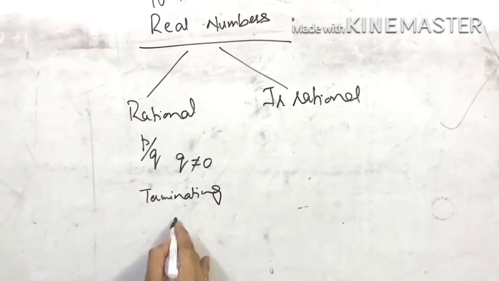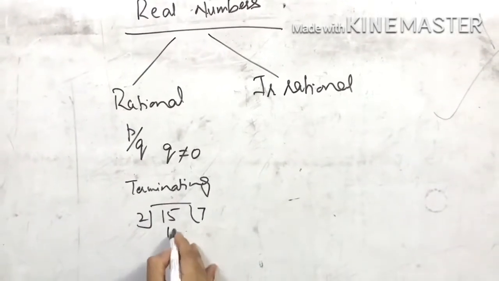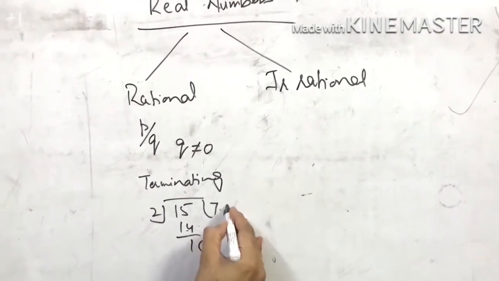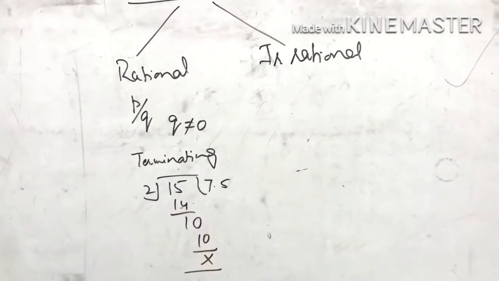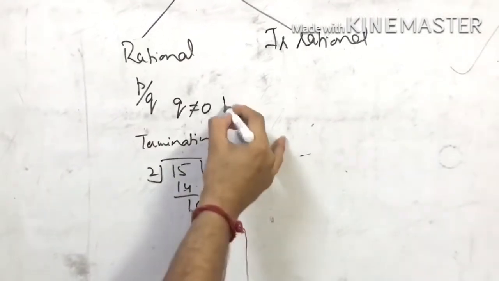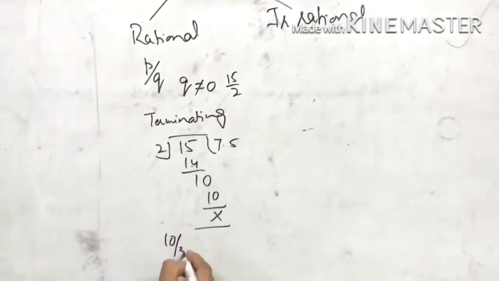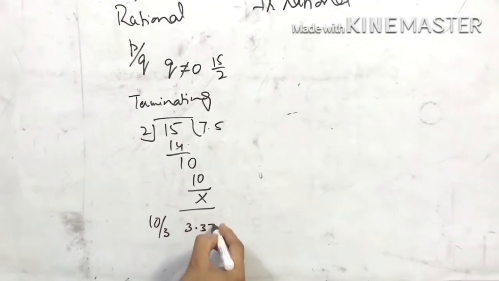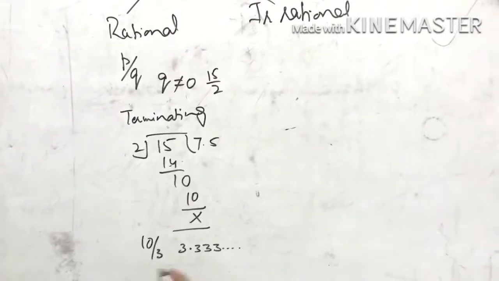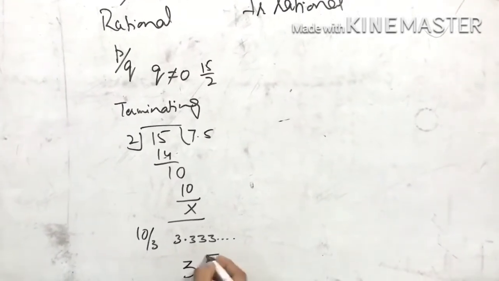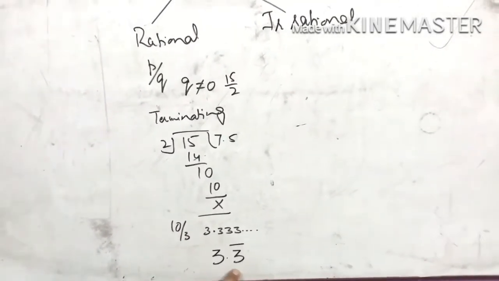Terminating means, when you divide 15 by 2, finally you will get remainder 0. That is called terminating division. So these numbers are terminating. So 15 by 2 is a rational number. Another one is 10 by 3. When you divide 10 by 3, you will get 3.333..., that means this division will continue. So you can write it in this form, 3.3 bar. So they are non-terminating but repeating.